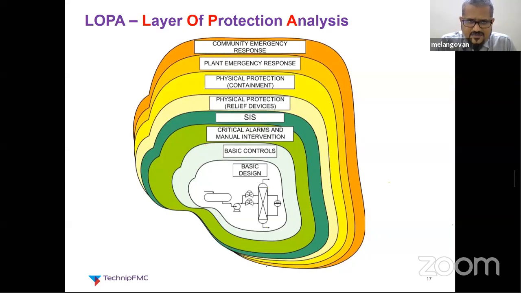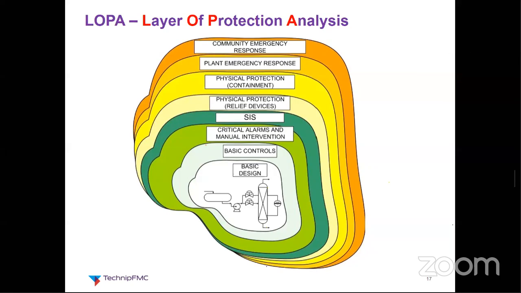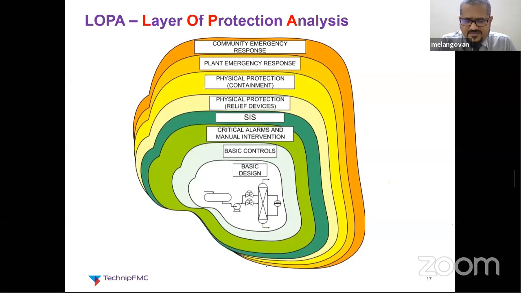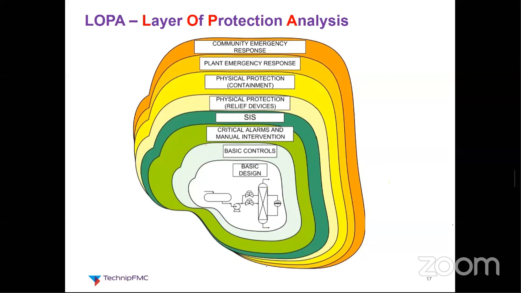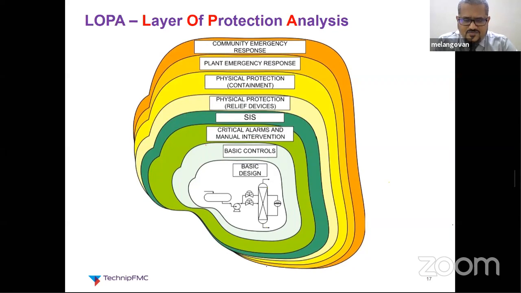Now you can correlate these LOPA concepts to the WISAC incident. Okay, they may have the basic design, that is the design temperature and the relief valves, and the basic controls. If you have followed the news articles, you can understand that they have to maintain the styrene below 20 degrees Celsius. So that is a basic control. They may have some controls. And the safety instrument system, I don't know what they had. And the physical protection, yes, they had the relief valves. The entire styrene is relieved through this relief valve. And the physical containment, from the news footage, I understand that they have the dike system available within the plant. And plant emergency response, I don't know what system they had.